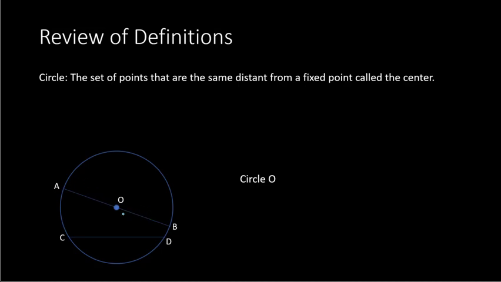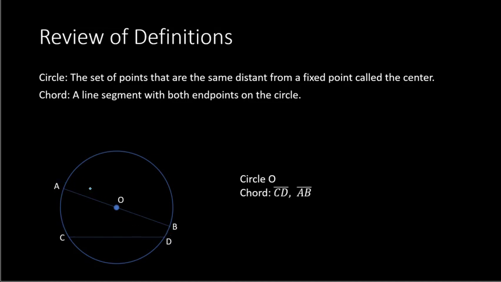And within the circle, we see different line segments. So we have what's called a chord, which is a line segment with both endpoints on the circle. For example, segment CD is a chord and AB is a chord because both of those segments have the endpoints right there on the circle. Point A and point B are right on the circle. Point C and point D both are right on the circle. So both of those would be chords.